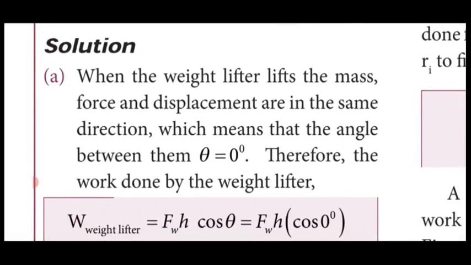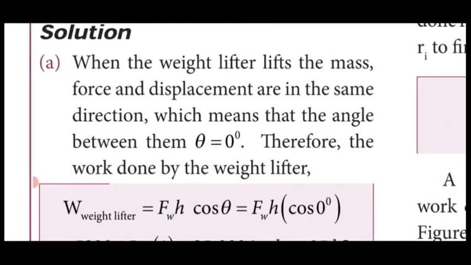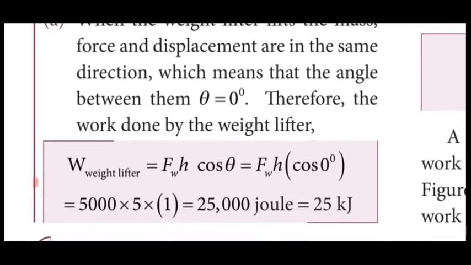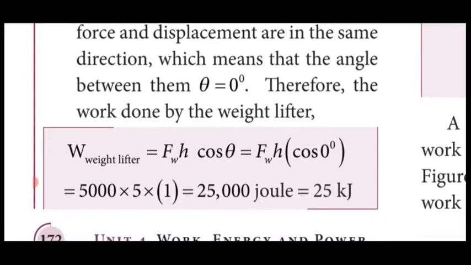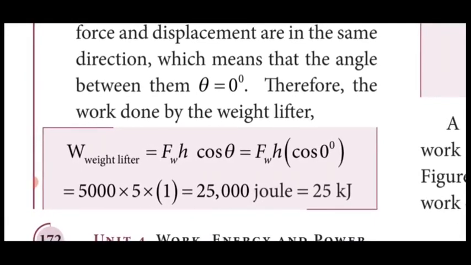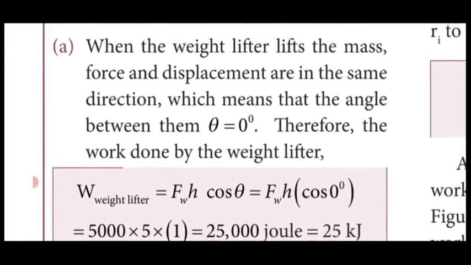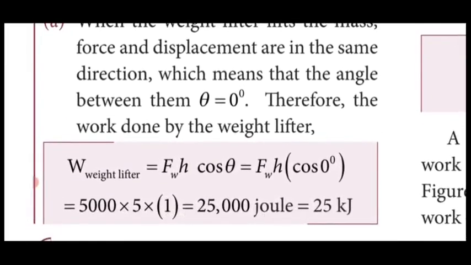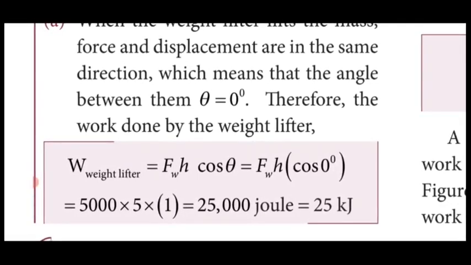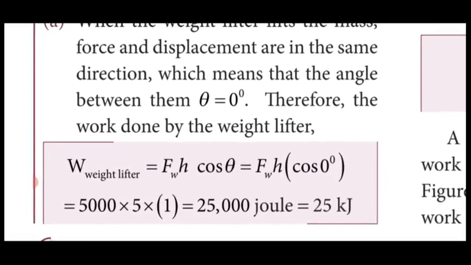When the weightlifter lifts the mass, force and displacement are in the same direction, which means the angle between them is theta equal to 0 degree. Therefore the work done by the weightlifter is nothing but F·h·cos theta. In the place of theta, we are going to substitute 0 degree. Don't get confused, h is nothing but the height.